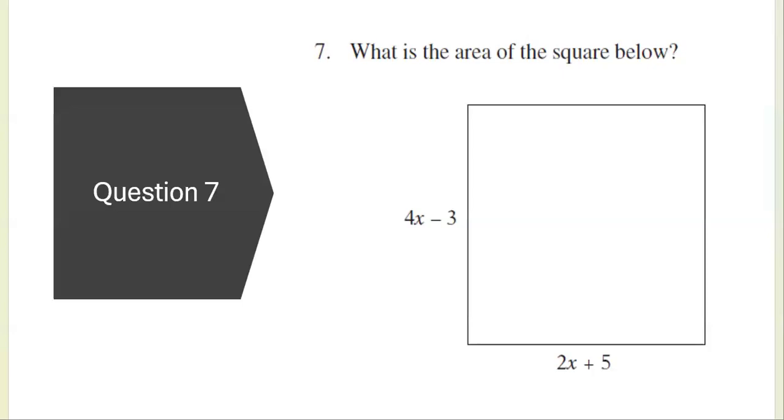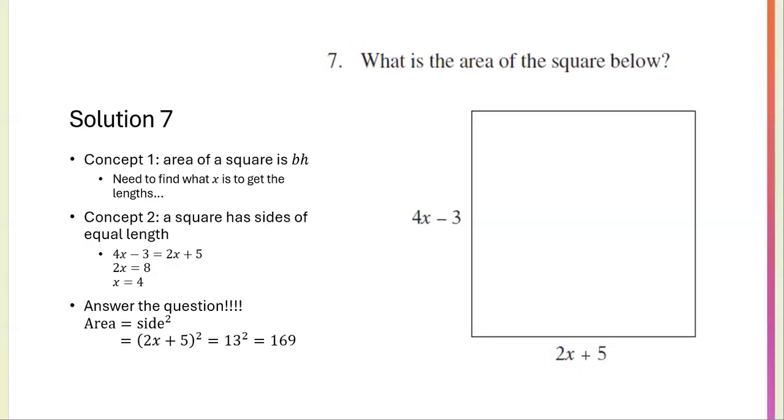Number 7, what is the area of the square below? Okay, so the question right away is, well, we need to find what x is in order to get the length of the sides. In this case, since it's a square, which is a rhombus, all the sides are equal in length. So 4x minus 3 equals 2x plus 5. X is equal to 4.